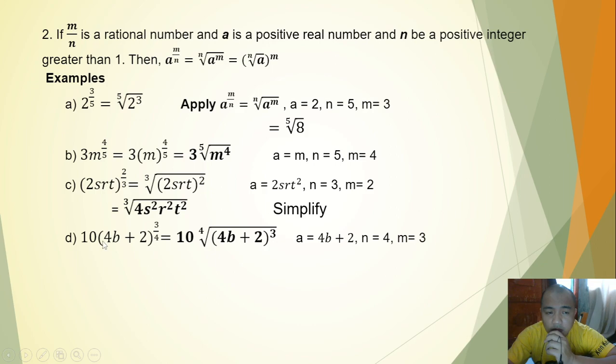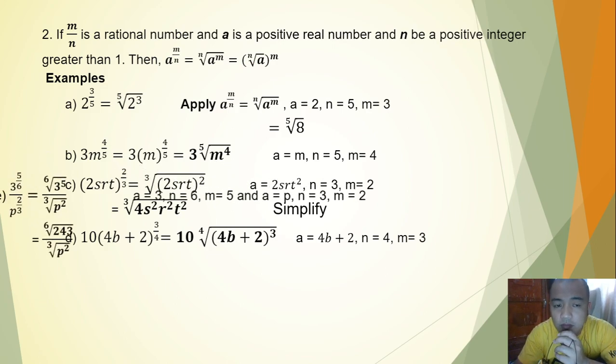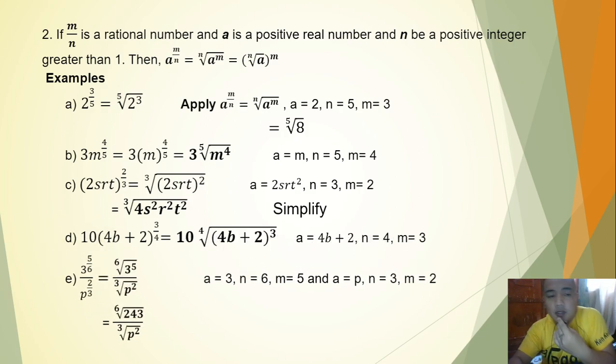Number 10. How about this? 10 times quantity 4b plus 2 raised to 3/4. So 4 will be our index, 3 will be the exponent of 4b plus 2, and 10 will be the coefficient. So in letter D, the answer will be 10 times the 4th root of quantity 4b plus 2 cubed.